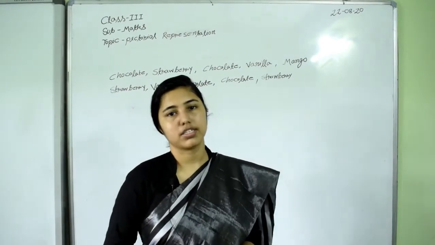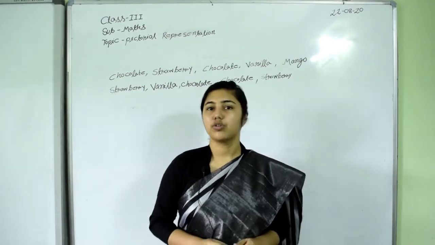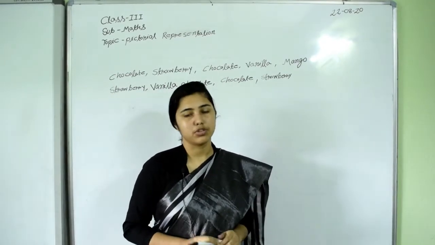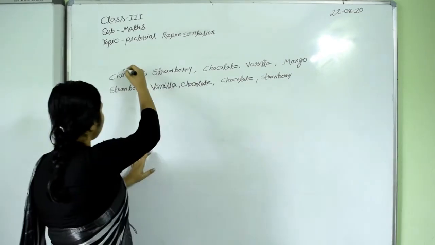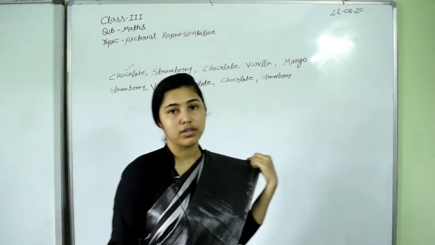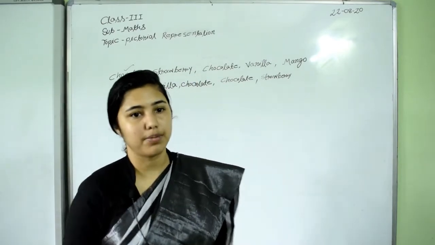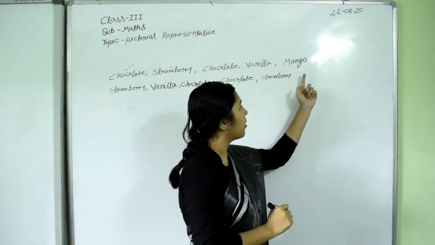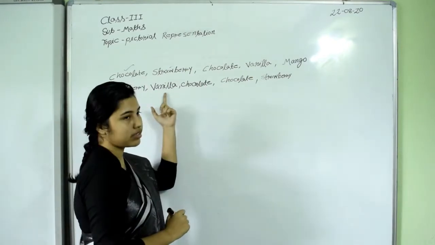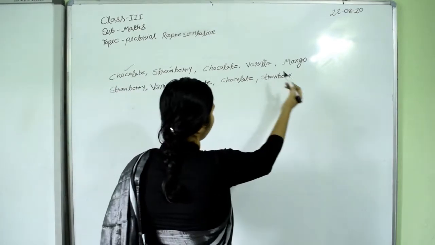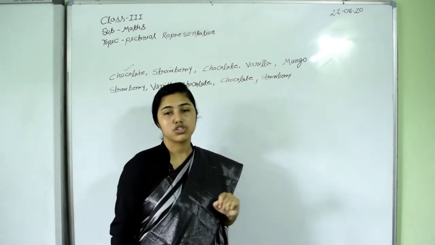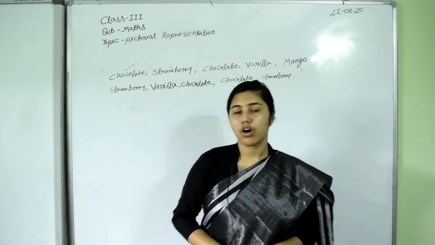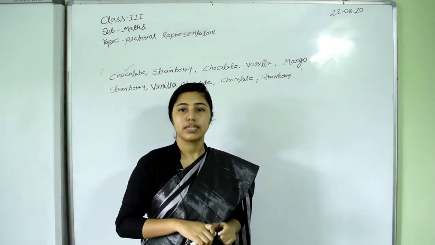Before starting the chapter, first tell me, you all eat ice cream, right? So what is your favorite flavor? Suppose your favorite flavor is chocolate, okay? But your other classmates' favorite flavors are strawberry, chocolate, vanilla, mango, strawberry again, vanilla, chocolate and strawberry. So this is called our information, or you can also call it data.